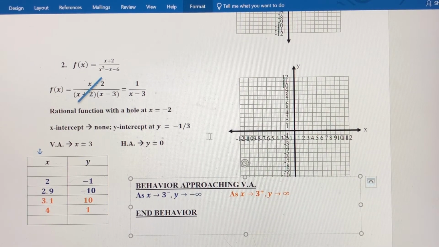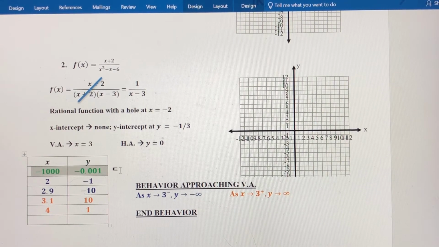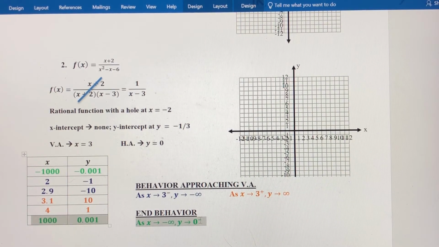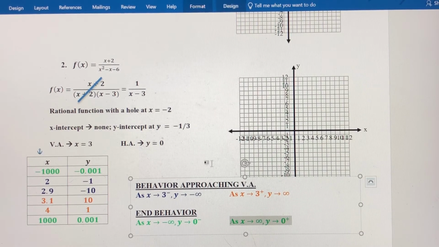And then for end behavior, let's plug in a really large negative number, and that's going to give us negative 0.001. So as x approaches negative infinity, y will approach this horizontal asymptote from below. Let's plug in a really large positive number. That's also going to give us 0.001. So as x approaches positive infinity, y will approach 0 from above. So let's graph all that with a focus on where this hole is going to be, at x equals -2.